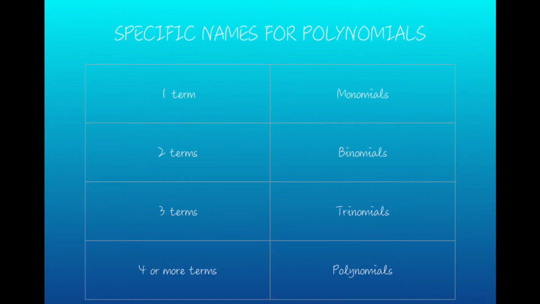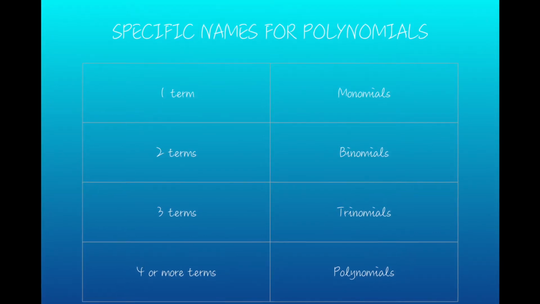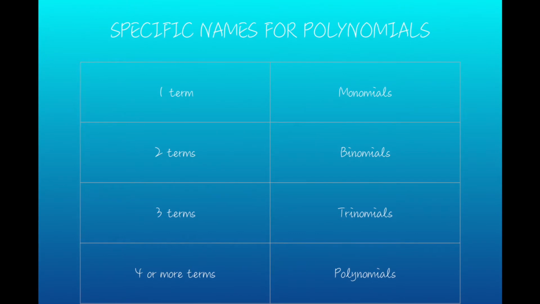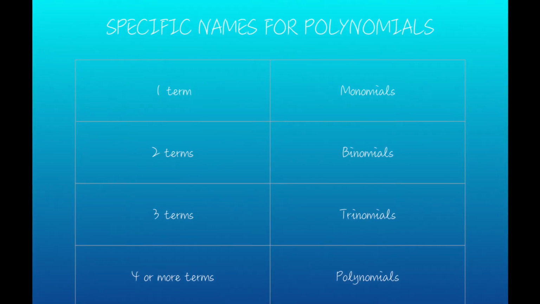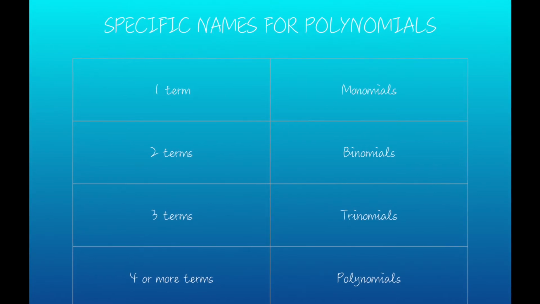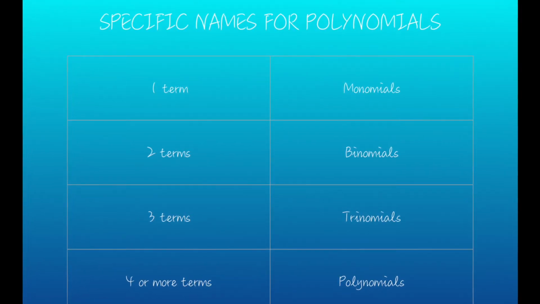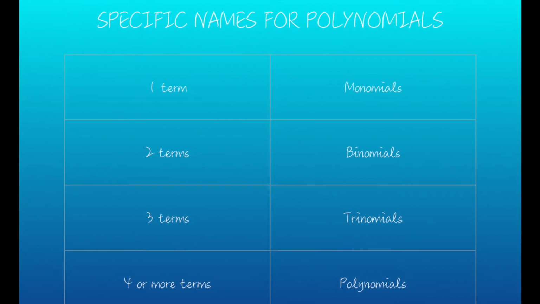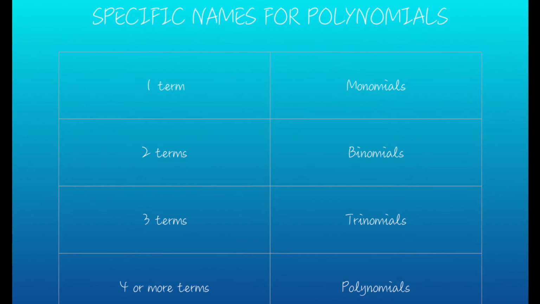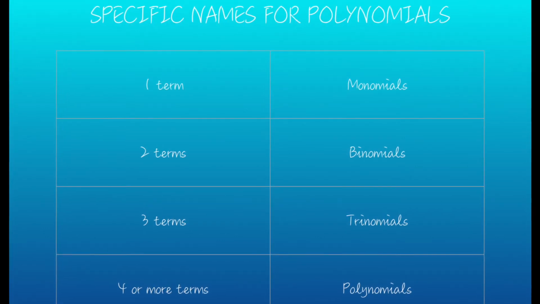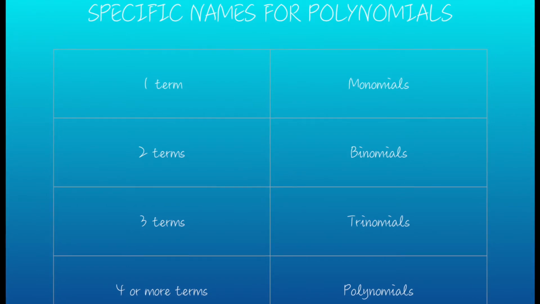Specific names for polynomials. If there's one term, it's called a monomial because mono means one. But if there are 2 terms, it's called a binomial because bi means 2. And if there are 3 terms, it's a trinomial because tri means 3. But if there are 4 or more, it's called a polynomial because poly means many. But sometimes they refer to 2 terms and 3 terms as polynomials too.